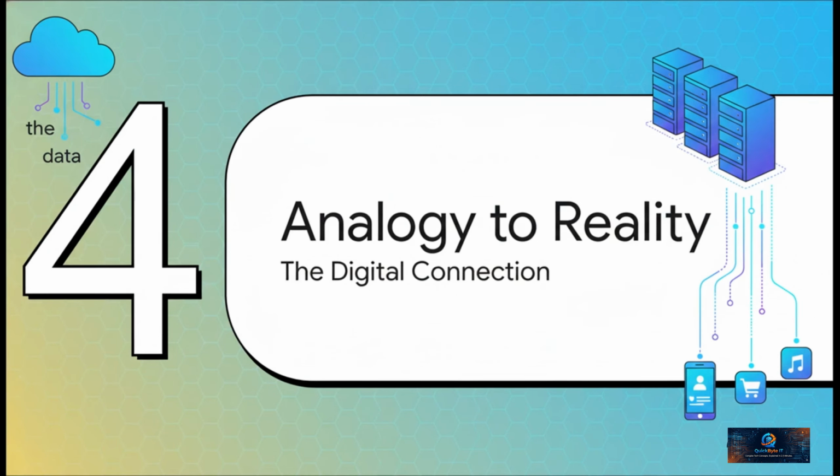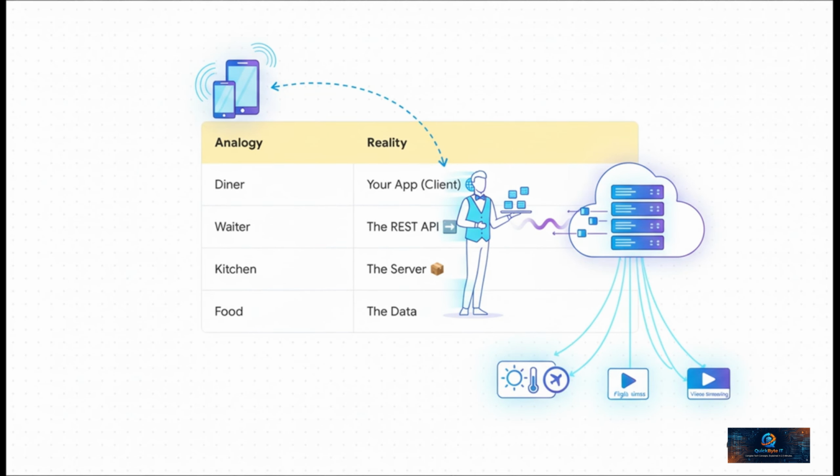Okay, this whole restaurant analogy has been great, right? But now it's time to bring it all back to the real world, to the actual technology that makes your apps work. Let's swap the food for data and see how it all lines up. So here's the direct translation. The diner in our story, that's your app, the client. The waiter, the go-between, that's the REST API itself. The kitchen, doing all the heavy lifting, that's a server somewhere out there on the internet. And the food, the thing you are waiting for, that's the data you see on your screen, the weather forecast, the flight details, you name it. It really is a perfect one-to-one mapping.